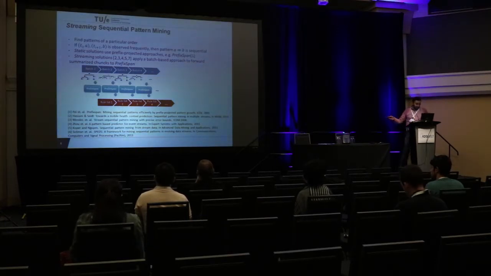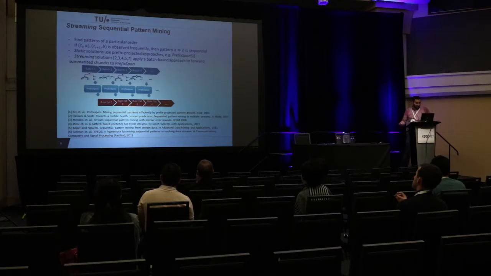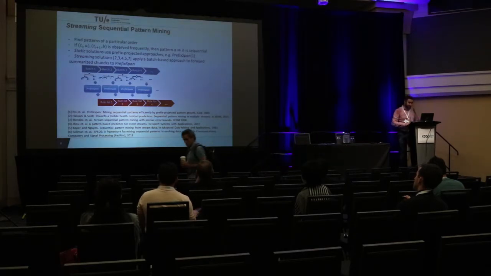And afterwards they get a rule list, and then they can use these rules for prediction. Some of the approaches, actually 2 and 3, make use of a maintenance of the tree structure. So this summarization is maintained over time, so they do not do it always from scratch, but the others really do the summarization always from scratch before forwarding it to PrefixSpan.